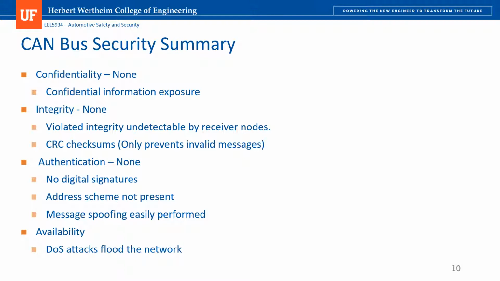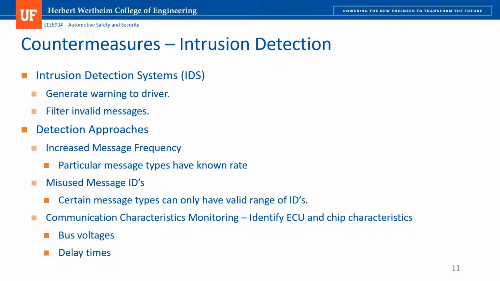And there's also an issue with availability, which in a scenario of a denial of service attack, you would completely render the CAN bus useless because of the amount of flooded messages due to the DOS attack. So as a countermeasure, the paper talks about intrusion detection. Having an intrusion detection system would give you the ability to indicate to the driver that there is a potential intrusion, telling them to maybe safely pull over the vehicle, or something along the lines of maybe filter some invalid messages that were found.